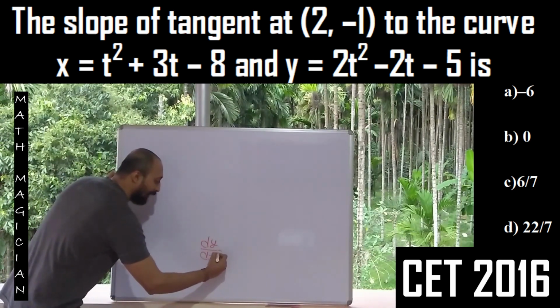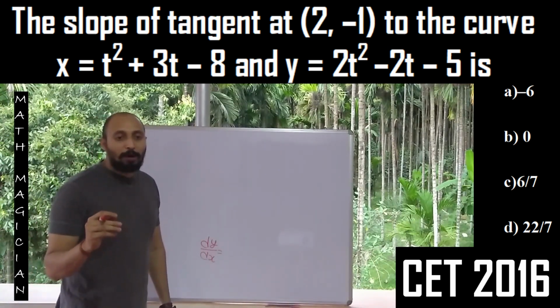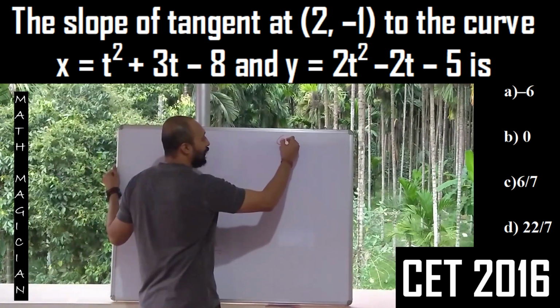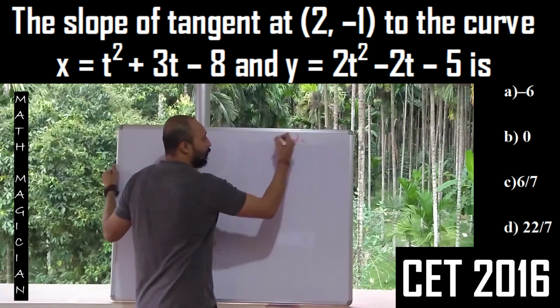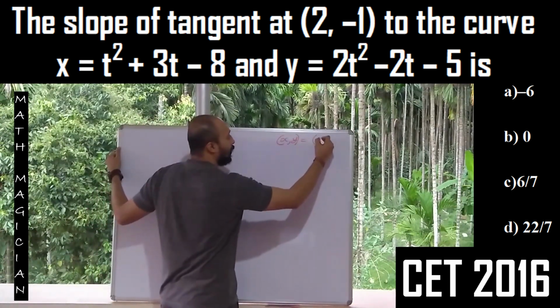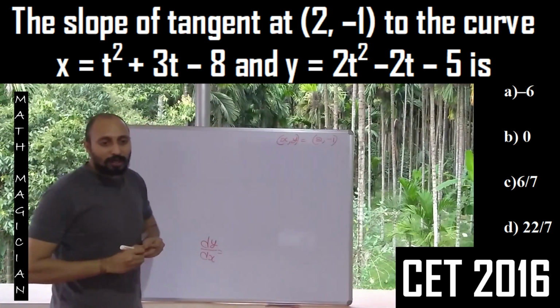What do I have to find? dy by dx. What is given? The slope of the tangent at a point is given. What is a point? A point is x comma y. That point is 2 comma minus 1, which is a point on the curve.